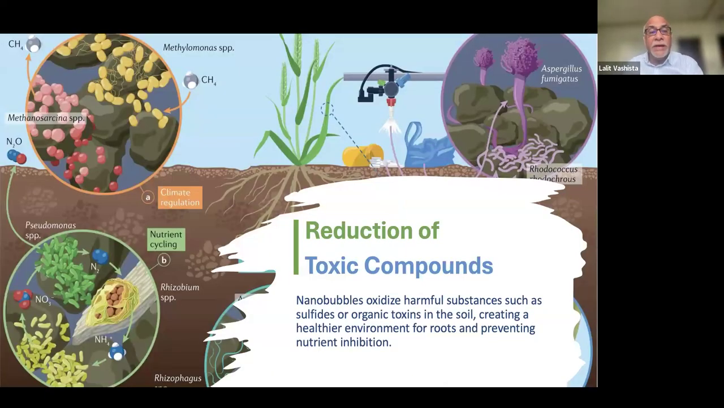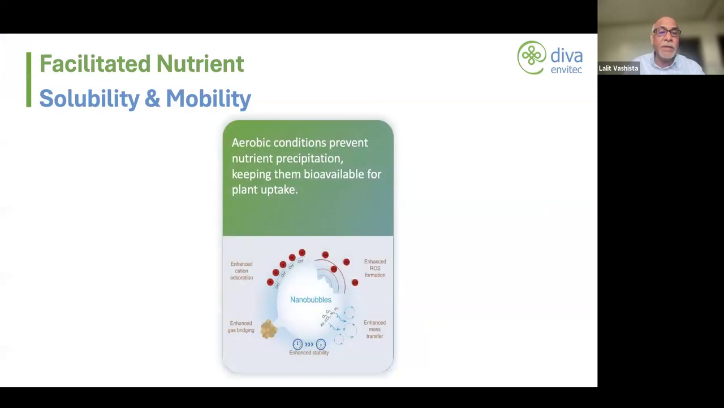Reduction in toxic compounds. Like I showed you in the beginning, that bubble had reactive oxygen species at the surface. It had a negative charge. That means the potential of making these hydroxyl ions around that. So what happens is it immediately goes and attacks the toxic compounds. For example, now these days chemical contamination is there, drugs, in trace levels, ppm, ppb levels, they are coming in water. So these are destroyed by this water, so that plant does not get affected. It creates a very healthier environment of the roots and prevents nutrient inhibition.